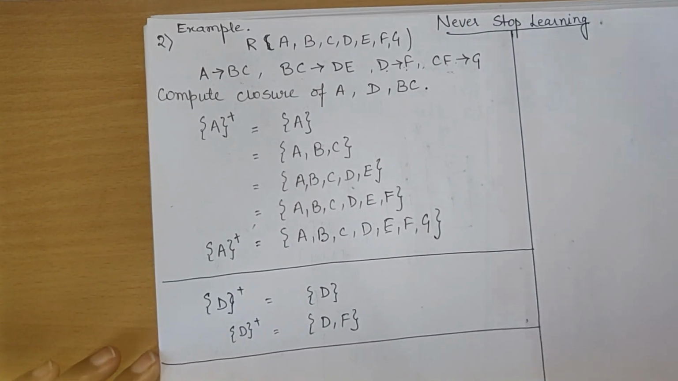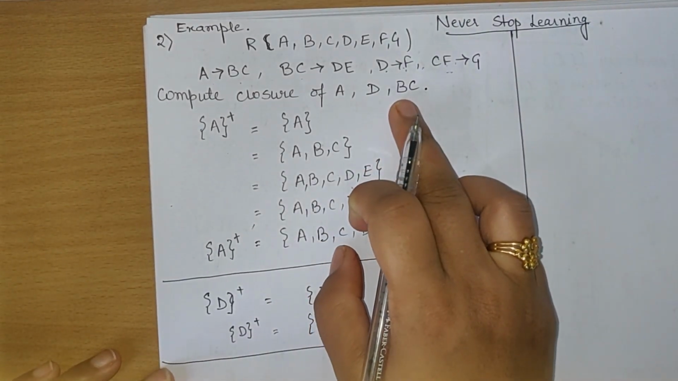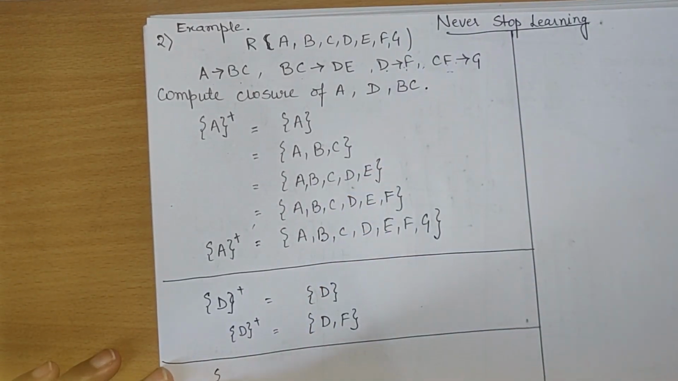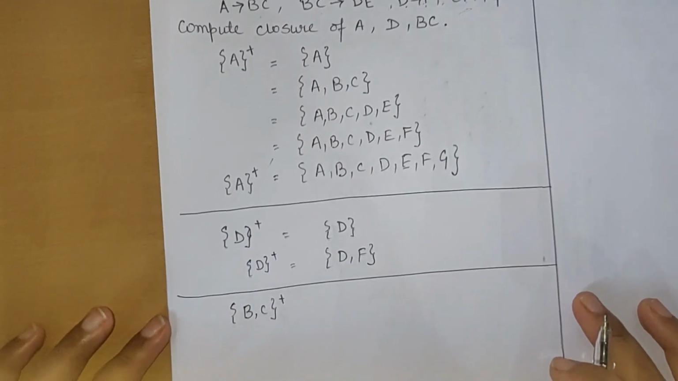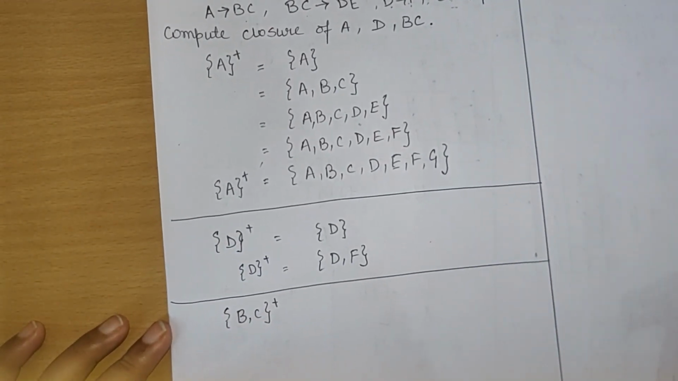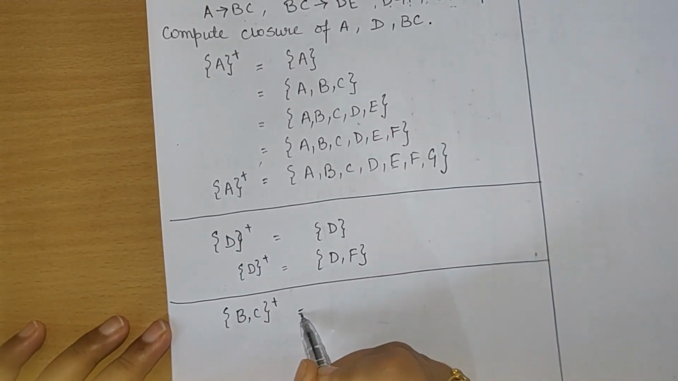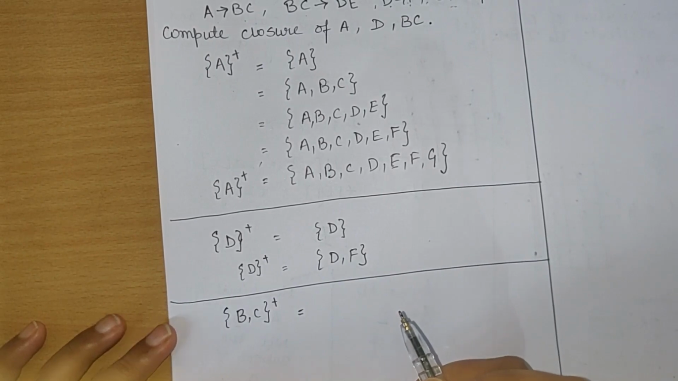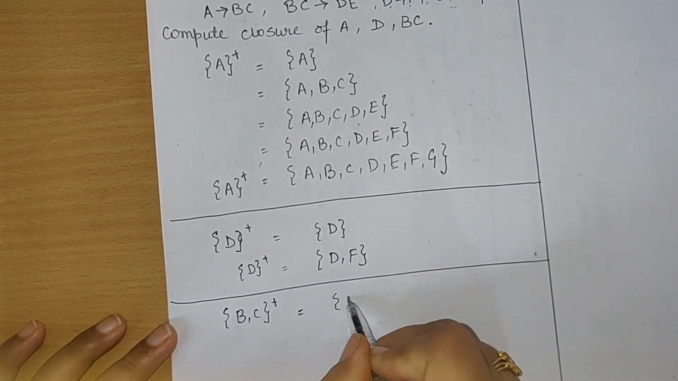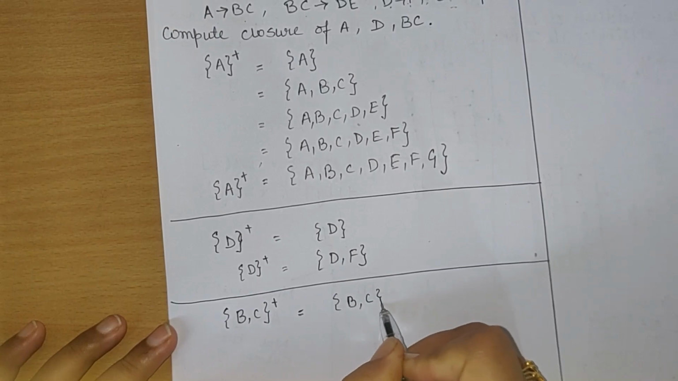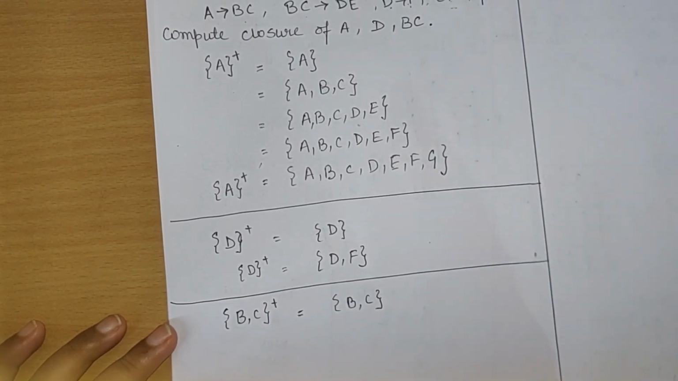Next, we have to compute the closure for BC. For two attributes also, it's allowed to calculate the closure. So now calculate the closure for BC. First thing, add the attributes which are already present. Which attributes are already present? B and C are already present, so I can uniquely determine B and C. So I am writing B and C like this.